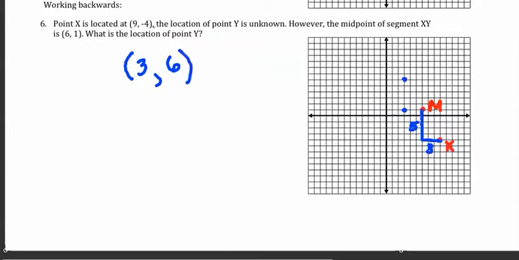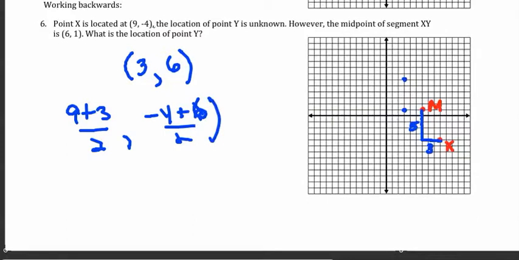And we can actually check this method by using the midpoint formula. So 9 plus 3 divided by 2, negative 4 plus 6 divided by 2. Okay, so 9 plus 3 is 12, divided by 2 is 6.